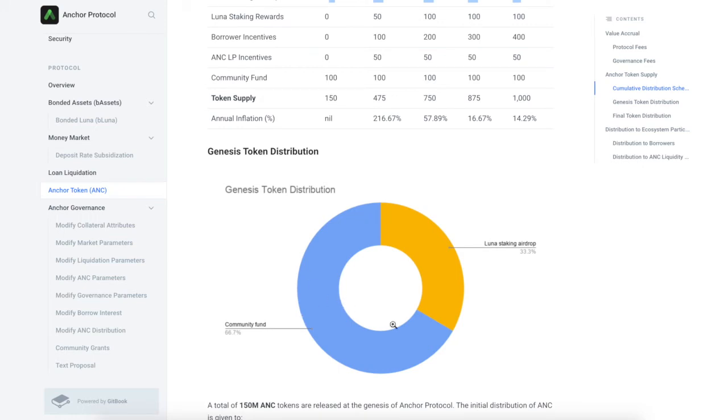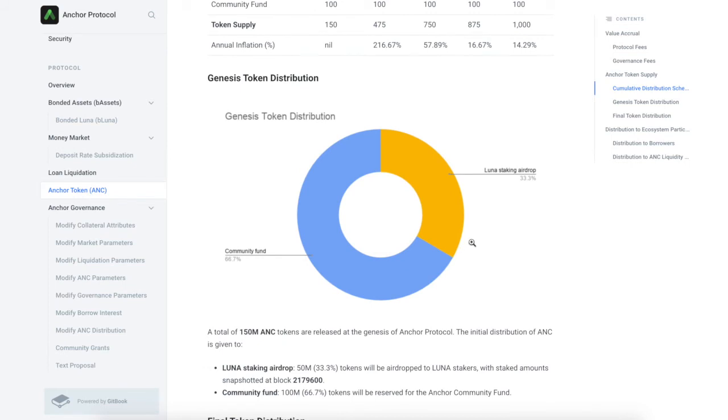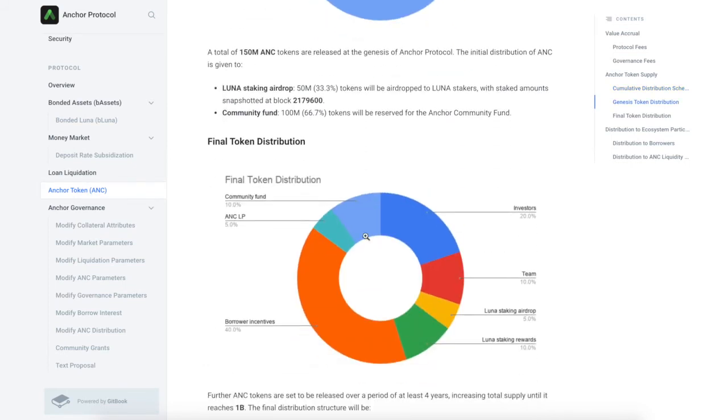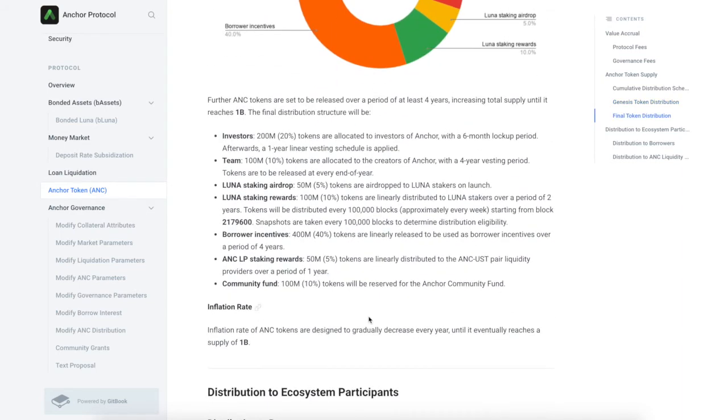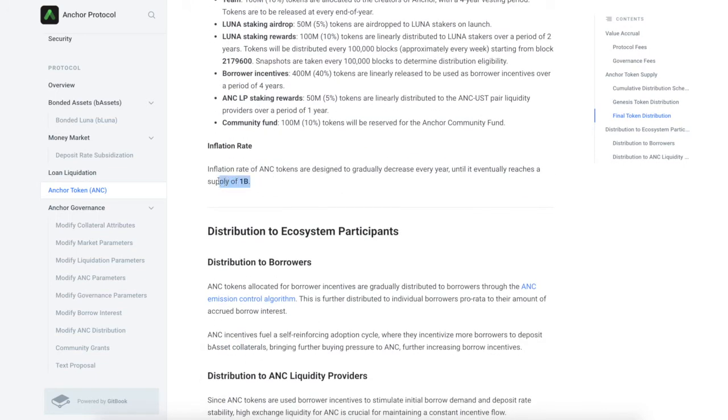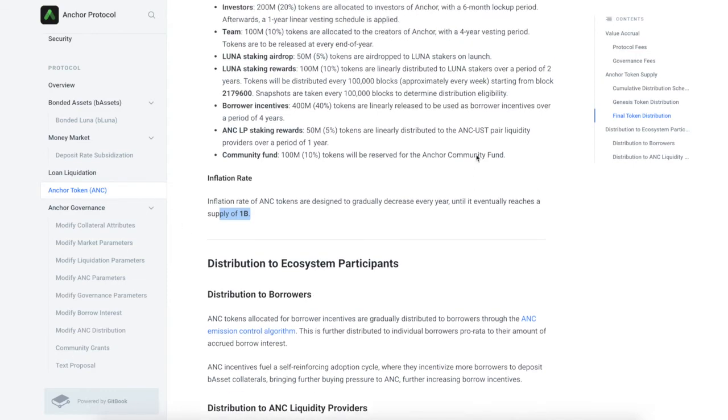Then you got the token distribution, and then you got the Luna staking airdrop. So this is the distribution. So it's very well distributed, which is nice. And this is the total token distribution that we have right now. So 10% community fund, 5% Anchor liquidity providers, 40% to borrowing incentives, 10% to staking rewards, 5% Luna staking airdrop, 10% to the team, and 20% to the investors. So it's a fairly even breakdown, and the total supply of 1 billion will be reached 4 years from now. So keep that in mind as well.